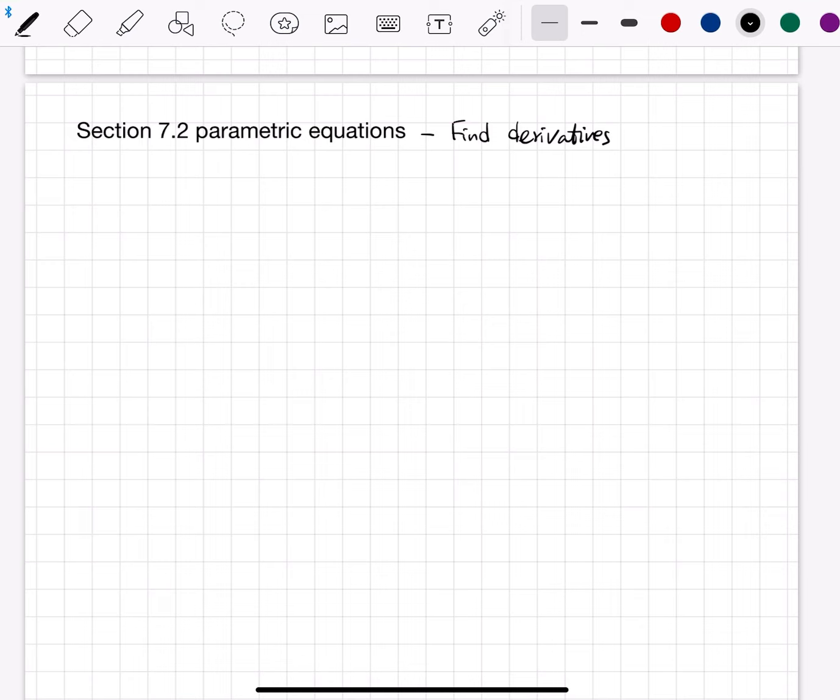So the first video, we're going to talk about the derivative examples. The first question I have is a set of parametric equations where x of t is t squared minus 3, y of t is 2t minus 1, and t is going to range between negative 3 and 4. And I want to find dy dx. So this is the first derivative.